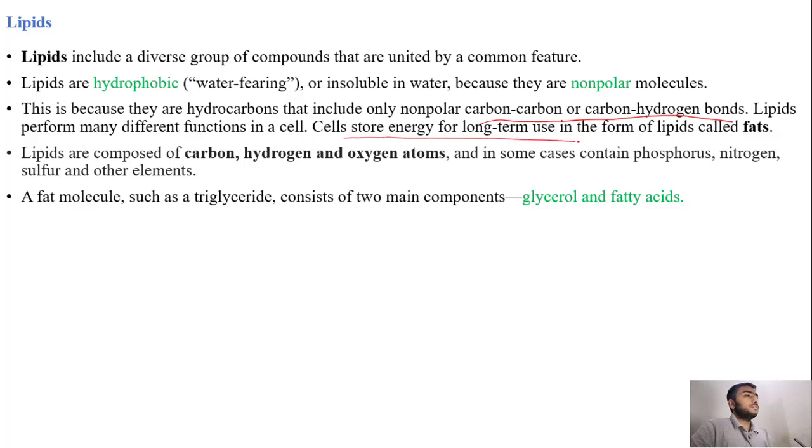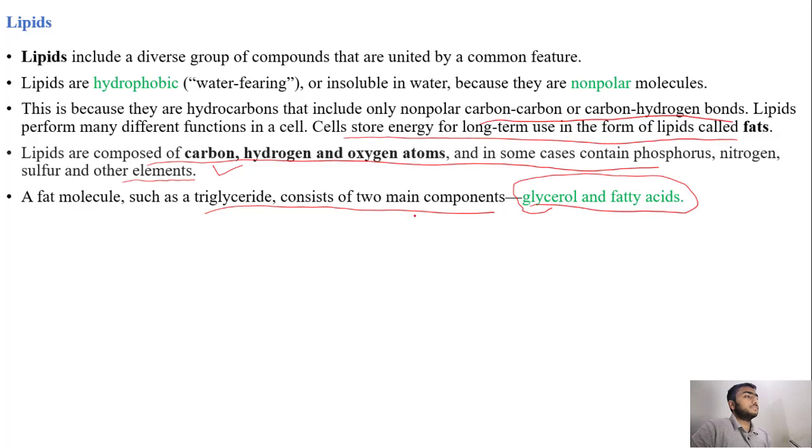Cells store energy for long-term use in the form of lipids called fats. So lipids are composed of carbon, hydrogen and oxygen atoms, and in some cases phosphorus, nitrogen, sulfur and other elements. A fat molecule such as a triglyceride consists of two main components, glycerol and fatty acids. This is what you need to understand. The fats are composed of glycerol and fatty acids.